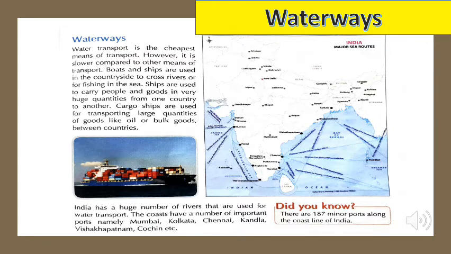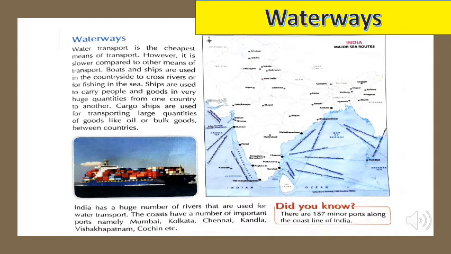In the same manner, there are two types of ships as well. One is called passenger ship and the second is called cargo ship. Cargo ships are used for transporting large quantities of goods like oil or bulk goods between countries. These cargo ships are huge ships, and countries send their stuff as per the demand of different countries or whatever the requirement is. Basically, one country sends its goods to another country through cargo ships.